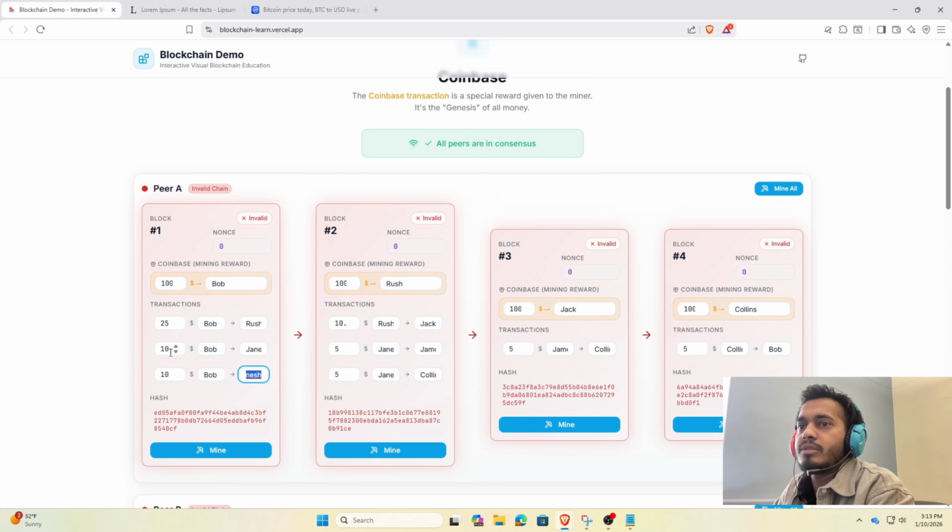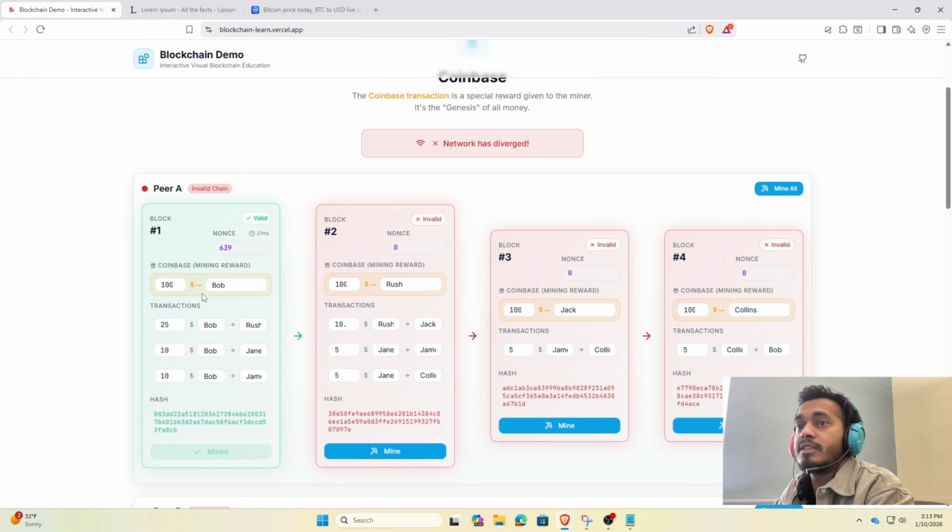How much has he spent? 25, 35, 45. Now a total of $45 has been spent by Bob, and he has a remaining $55. Okay, this is valid because logically it is correct, right? He has $100. Now he can spend $45. This block is still not solved, and it's showing that $10 is given by Ross to Jack, like that. Okay, if I press mine, this is valid.